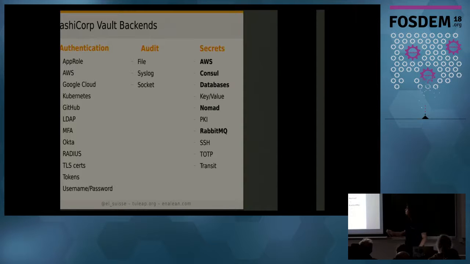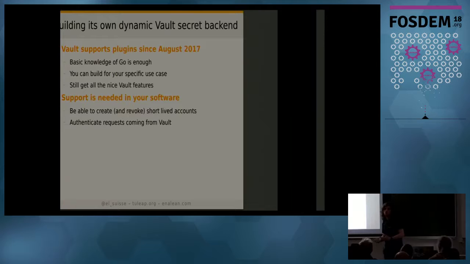But unfortunately, we are not in the built-in secrets because we are a specific application. So HashiCorp Vault lets you build your own plugin, your own secret backends, to do that. Vault has support for plugins, and basically you just need basic knowledge of Go to do it. The latest version of Vault even exposes a gRPC interface, so you can probably use it with your favorite language as well. It allows you to create a backend specific to your application.